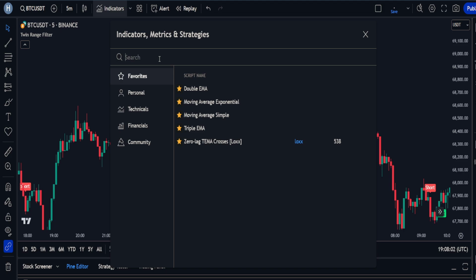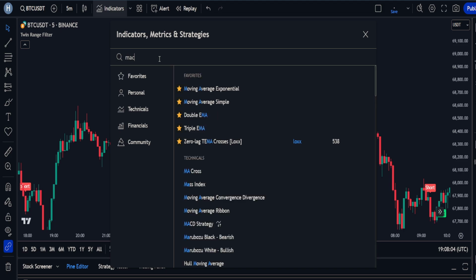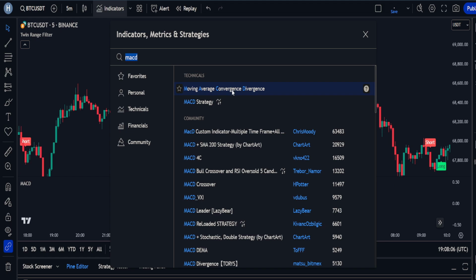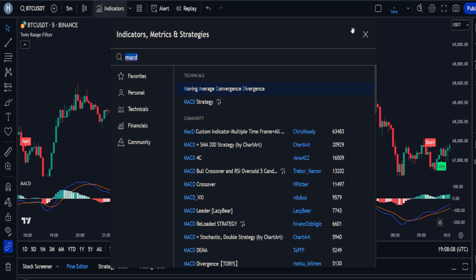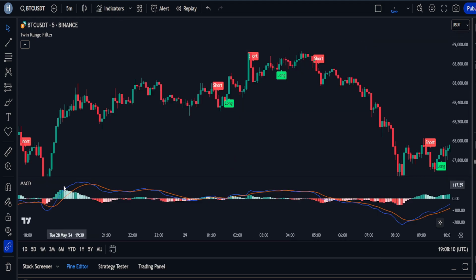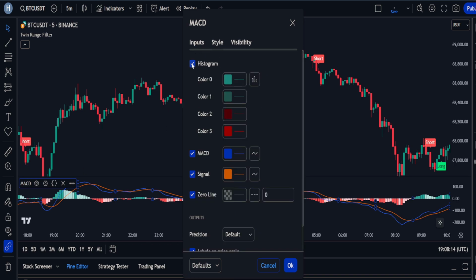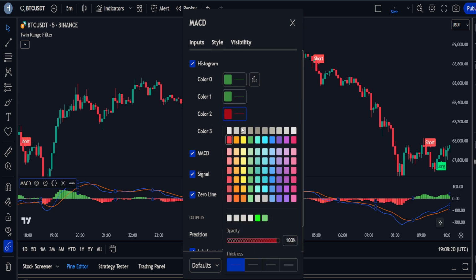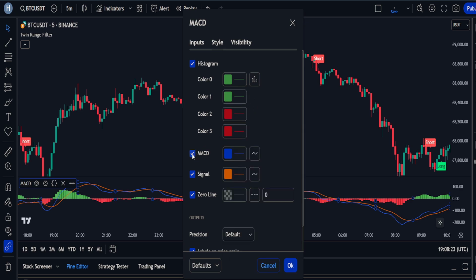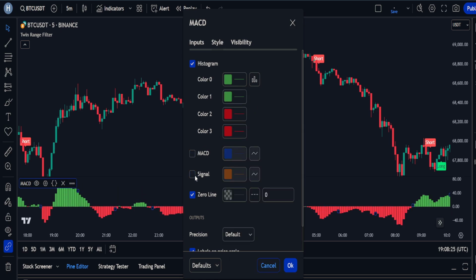So again, we will open the Indicators tab from here, and we will search for MACD, then add the Moving Average Convergence Divergence indicator to the trading chart. After that, open the settings of this indicator from here. In the Styles section, change the histogram colors to primary green and red. These colors are easy to read on the trading chart. Uncheck the MACD line and the signal line and then click OK.